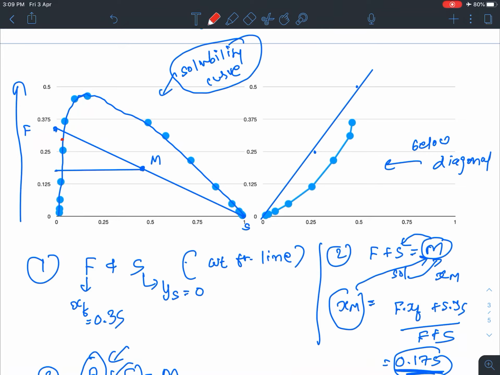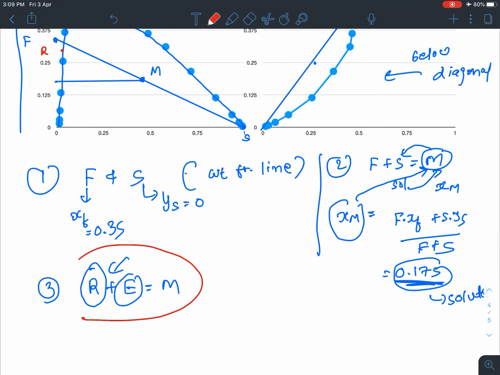Now we have this R point. Based on this equation, the line through R and M will extend to the solubility curve up to the E point. So I'll join the line RM and extend it; it will be somewhere around here. So I can say that this is my extract point. The value of R which I assumed may be right or wrong, and that I have to check.